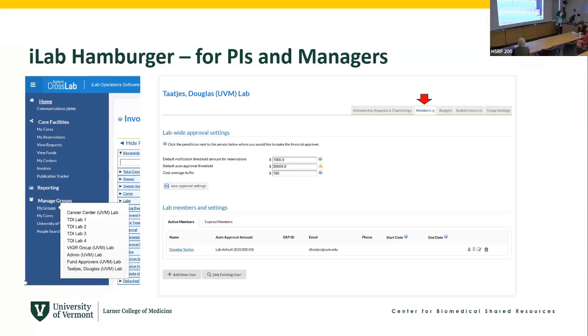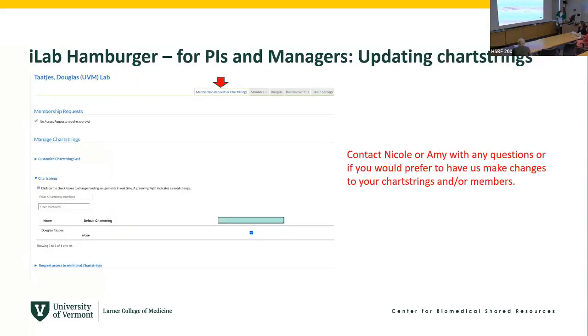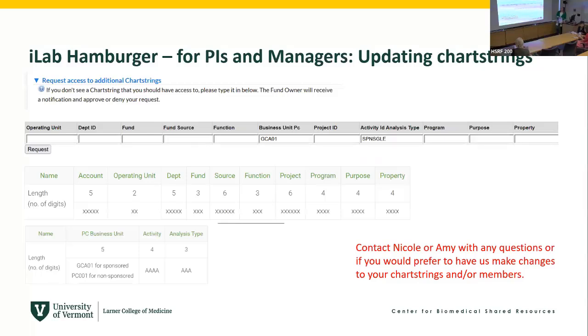Under manage my groups, you can access your members and chart strings. You can enter chart strings yourself, or you can send them to Amy and myself, and we can do that for you. Because iLab is integrated with PeopleSoft, if you have a project, it does require that you include the analysis type, which is usually a GLE, but for some departments it could be CGE. If you don't know, that would be a good question for either your PI directly or your business manager.